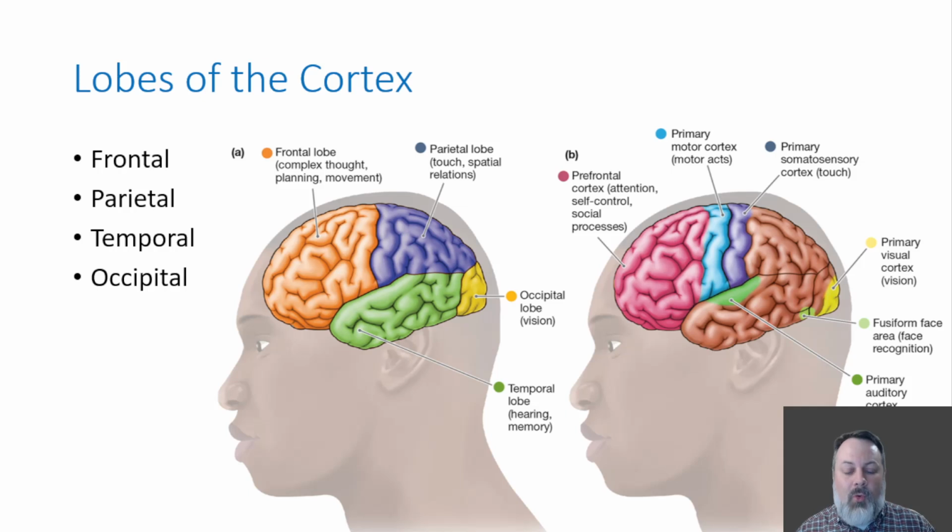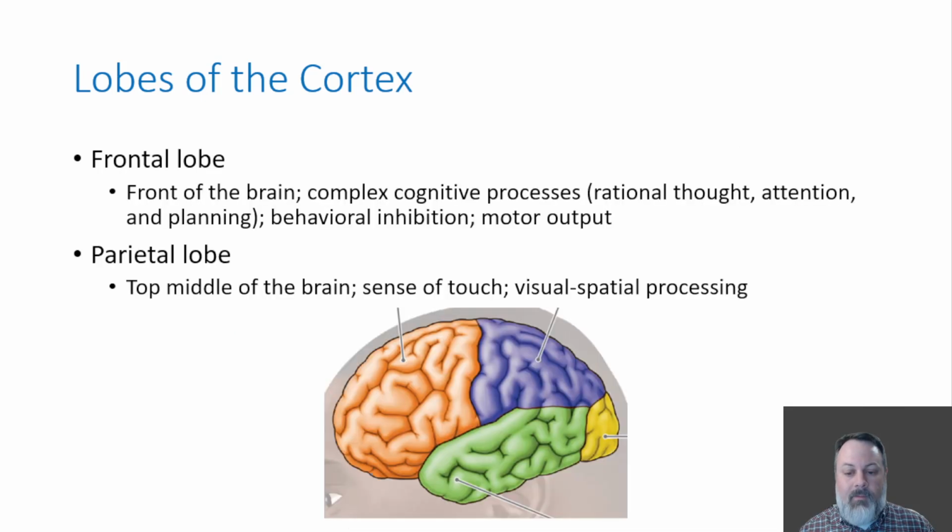The lobes of the cortex are the frontal, the parietal, the temporal, and the occipital. So the frontal lobe of the brain is in the front. We do a lot of our very complex cognitive processes here: rational thought, paying attention, planning. We also see behavioral inhibition here.